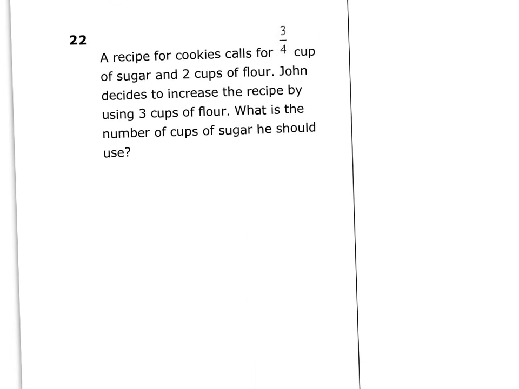Number 22, probably the hardest problem on the test. Again, it's setting up a proportion. The recipe calls for 3/4 a cup of sugar and 2 cups of flour. He increases the recipe to 3 cups of flour. How much sugar should he use? All right, so what are we comparing? Cups of flour and cups of sugar. Flour and sugar.